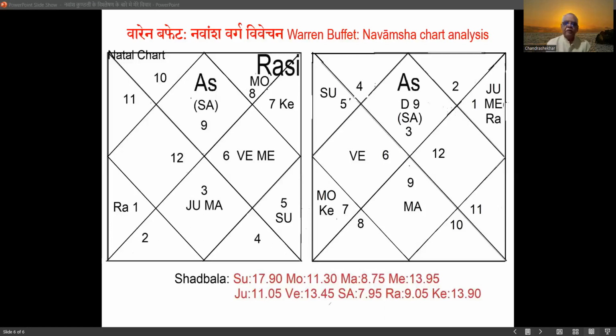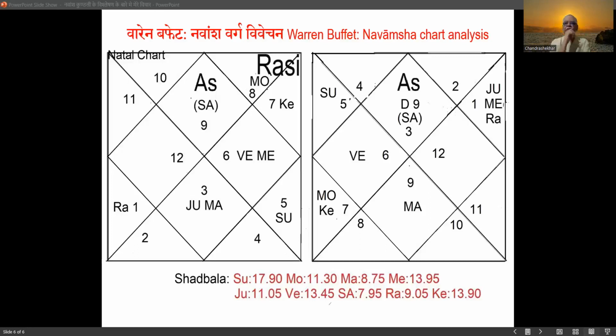Venus himself, what is happening with Venus? Venus is 13.45, so between 10 and 15. So he has a lot of strength there. We can't say he doesn't have strength. Saturn himself has less strength again at 7.95, which would mean that Saturn is also not able to influence to the extent it could. So what is happening with Jupiter? Jupiter has a strength of 11.05, the lord of the seventh power. But he is conjunct Rahu.